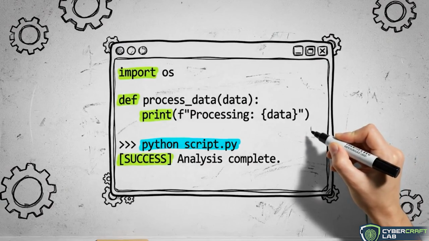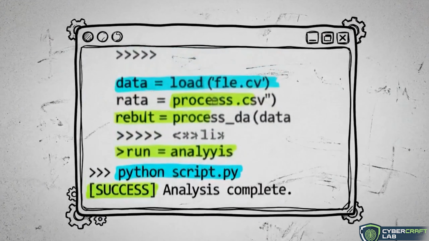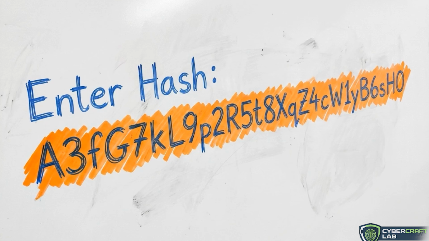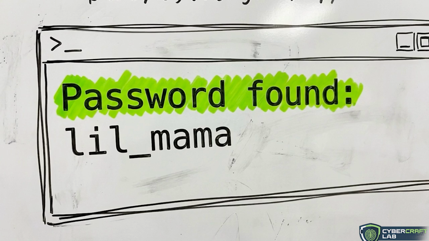Now that the core logic is fully complete, we can execute the script in a live command terminal environment. We run the Python file, paste our target hash, and point the script toward our dictionary of common passwords. The script iterates through the list in milliseconds, identifies the matching hash, and reveals the original plaintext password.